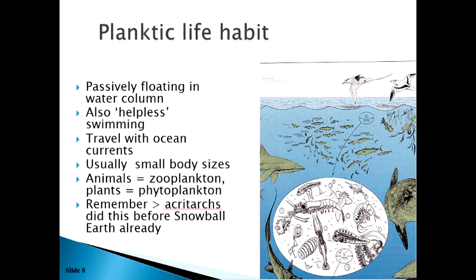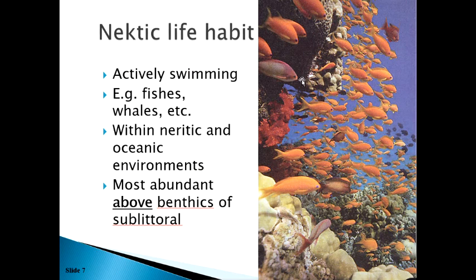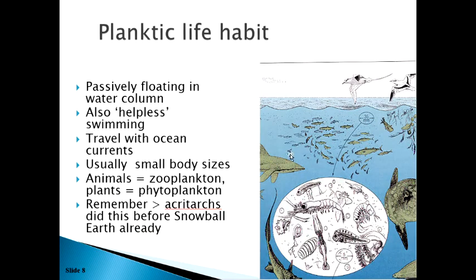And so these type things have existed since before Snowball Earth. They still exist, and they exist today in great abundance. So benthic live on the bottom. Nektic swim actively in the water, and planktic just passively float in the water.